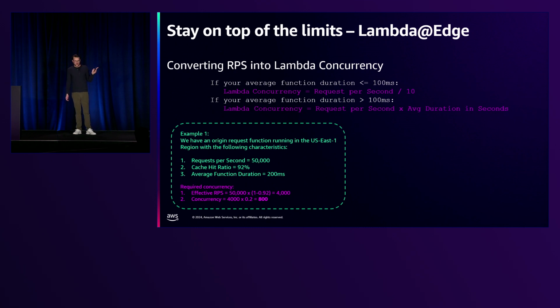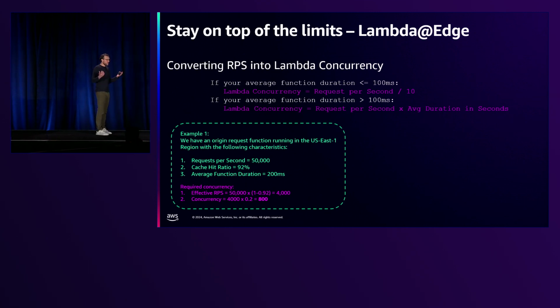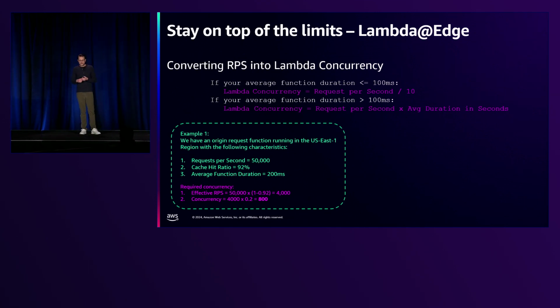So by way of an example, assume you have an origin request function on your CloudFront distribution. You have 50,000 requests per second that's hitting your CloudFront distribution. In the case of an origin request function, those only run when there's a cache miss. So in this case, we'll assume we have a 92% cache hit ratio, pretty decent. That means, though, only 8% of the requests are actually going to end up on Lambda. So in that case, that's about 4,000 requests per second going to hit Lambda.